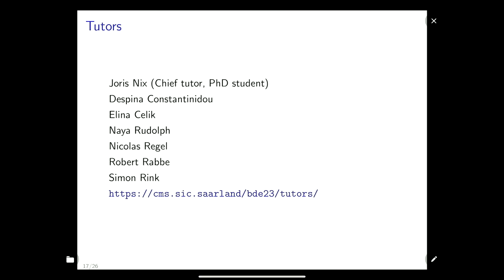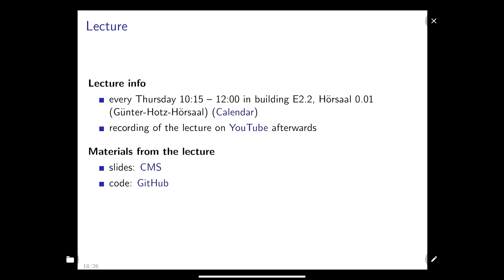Those are the tutors. Joris Nix is the chief tutor, a PhD student. He already was a chief tutor in the lecture last year, so he's very experienced. And other than that, we have these tutors, Simon Rink being the supervision tutor. You can check it out by navigating to that link.